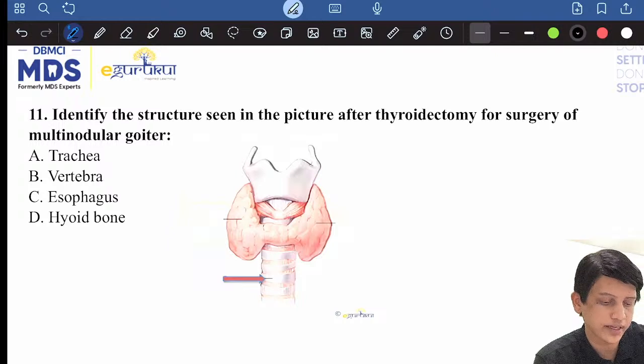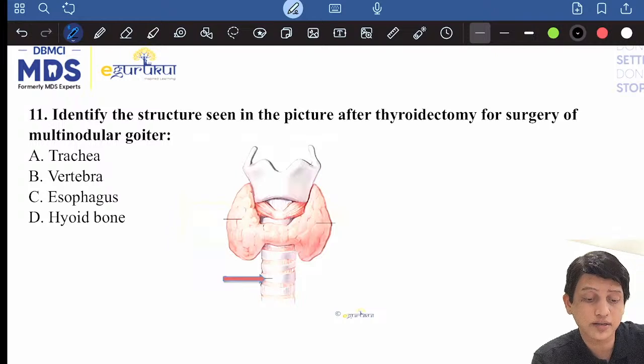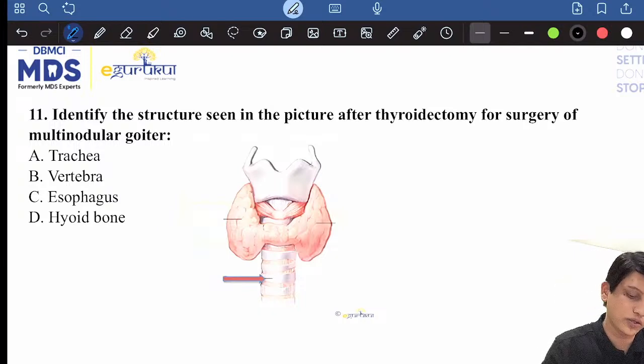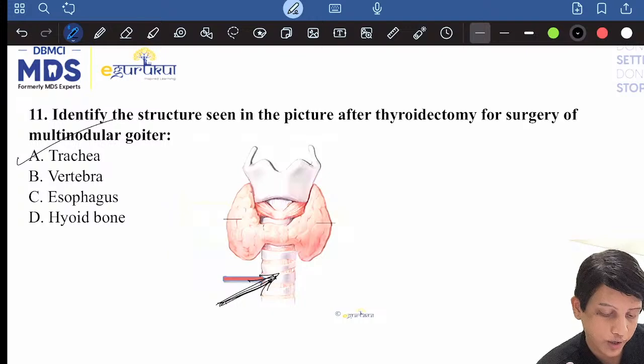So the question here is: identify the structure seen in the picture after thyroidectomy for surgery of multinodular goiter. They are referring to this. Okay, this is a tracheal ring. Trachea is the answer. It's not vertebra, esophagus, or hyoid.